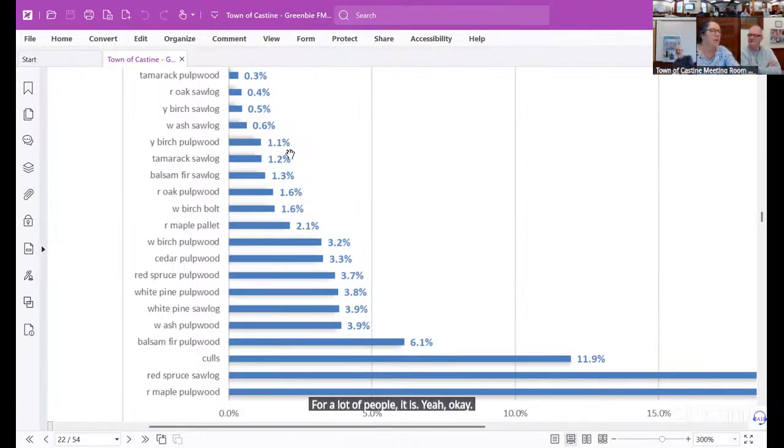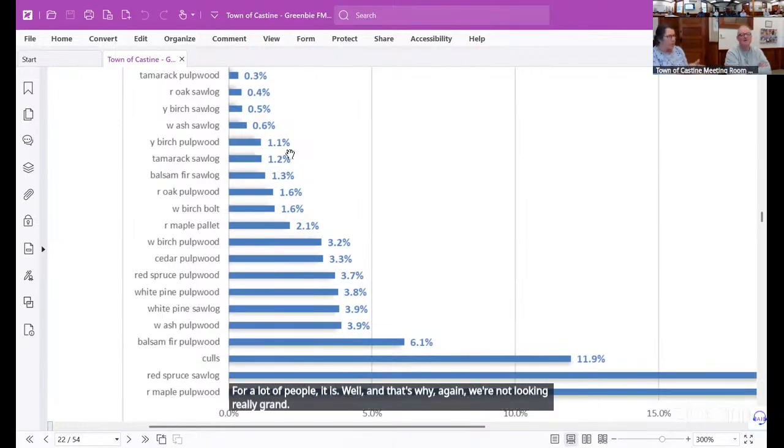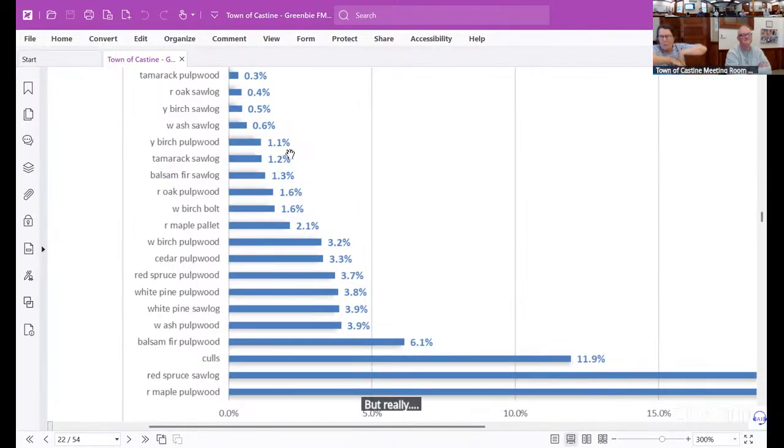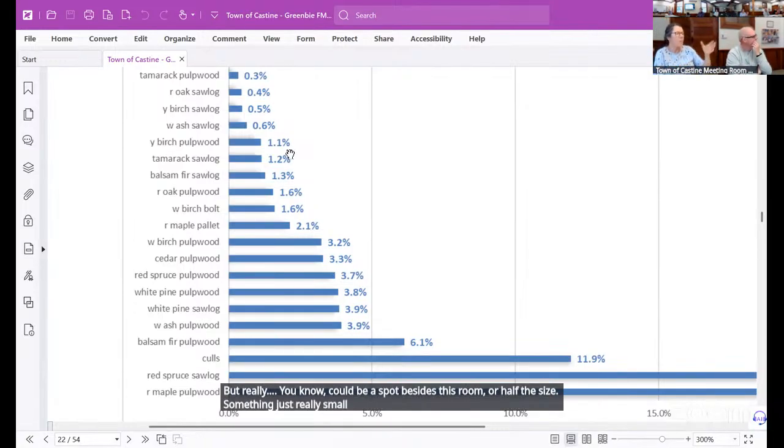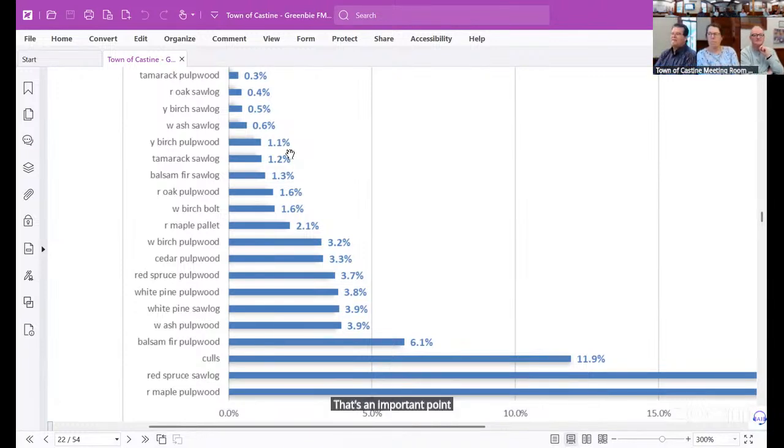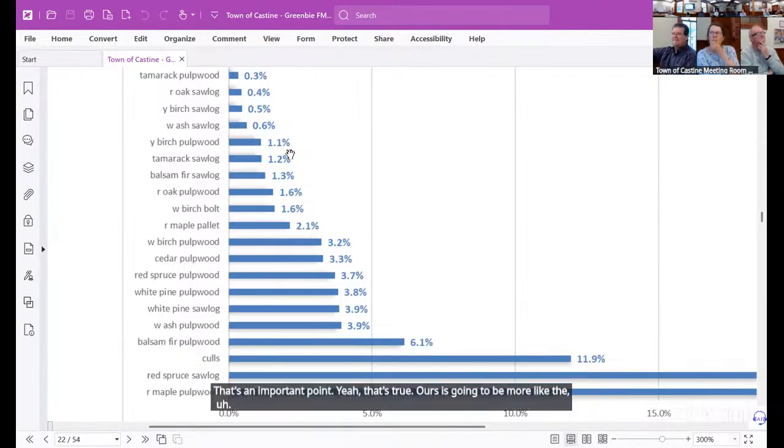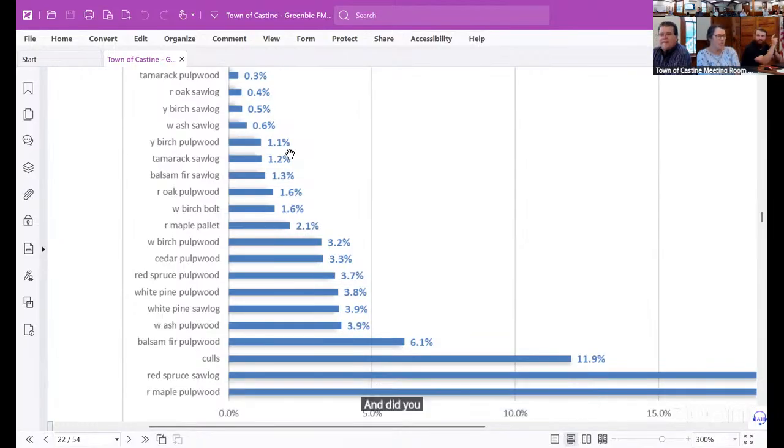And that's why, again, we're not looking at anything really grand. It could be a spot the size of this room or half the size, something really small and specific, but that's important. Ours is going to be more like the redneck managed forest. But to make it effective, you've got to put some effort in, you know.